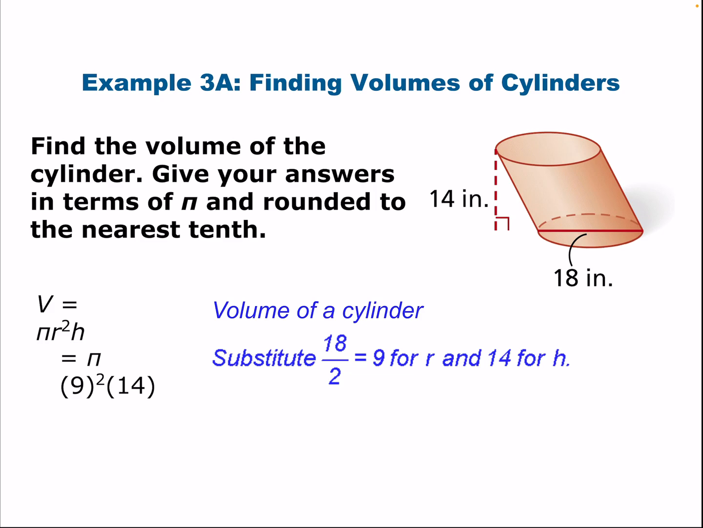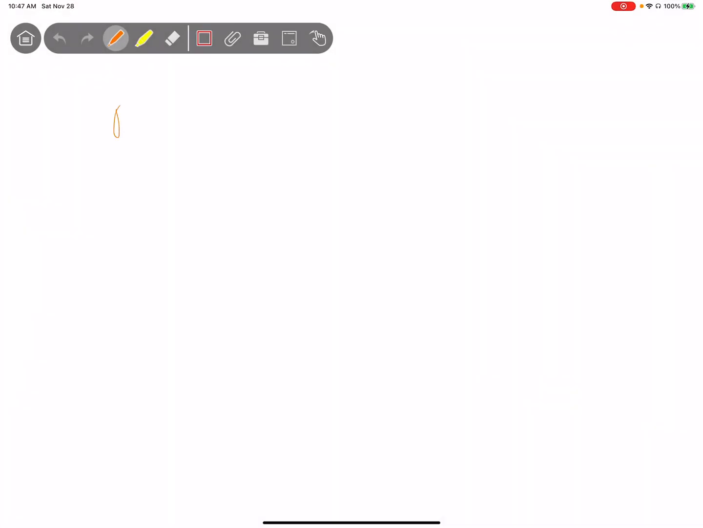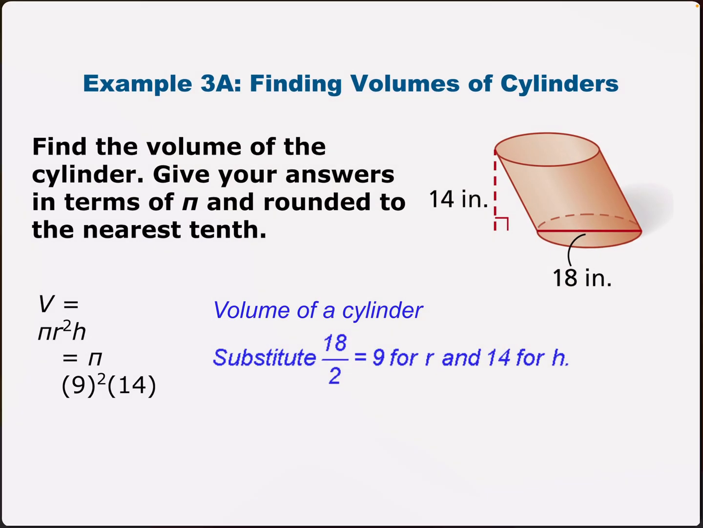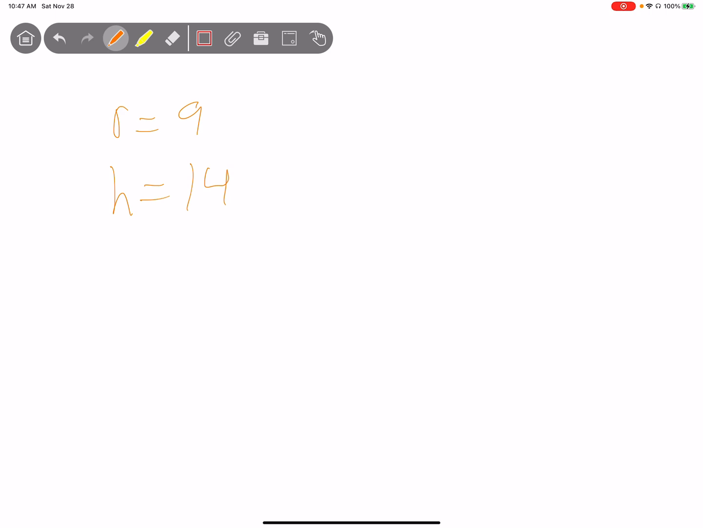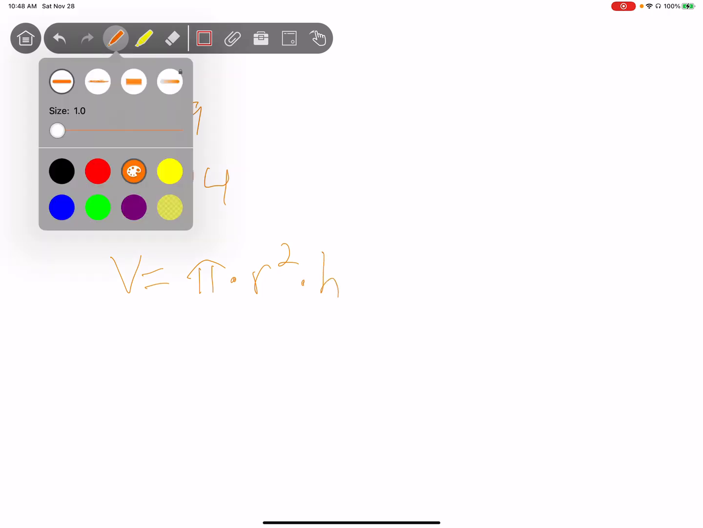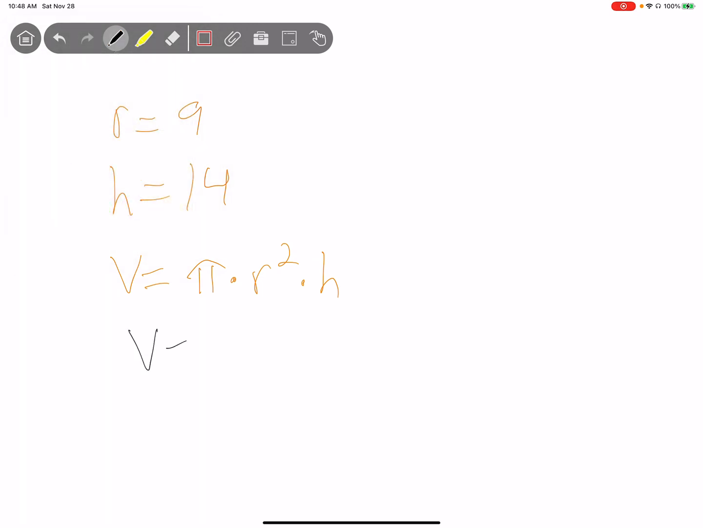Don't know why it came out that way, so let's do this. I know the radius is 9, and I know the height is 14, right? And I know the radius is 9 because it was 18 divided by 2, because 18 was the diameter. So now all I have to do is plug in the volume equals pi times the radius squared times the height. So if I plug in, this now becomes the volume equals 9 squared times 14 times pi.